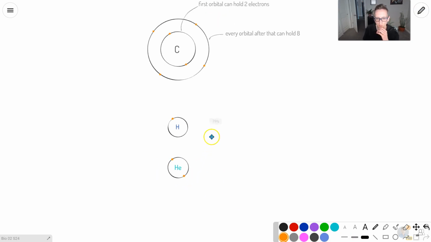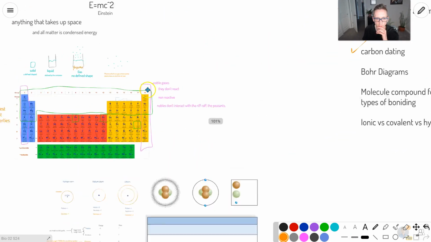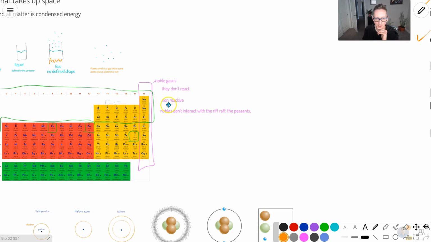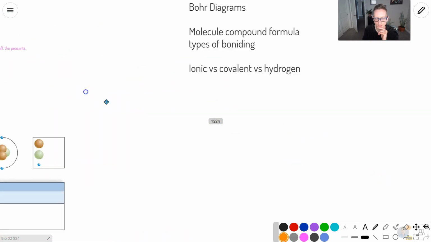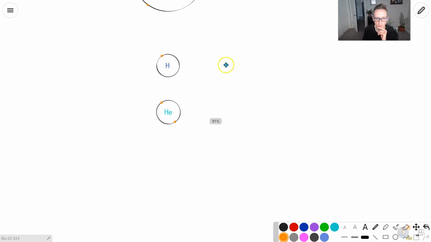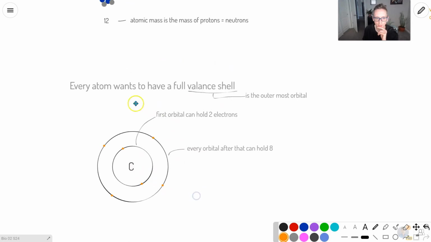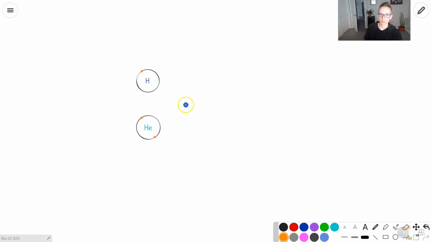All right, helium. Remember, its atomic number is 2. It's a noble gas. They don't react, non-reactive. Helium, 2 electrons. This is its outermost shell. Every atom wants to have a full valence shell, its outermost shell. Helium's got a full outer shell. It doesn't need to react with anything. It's happy the way it is.